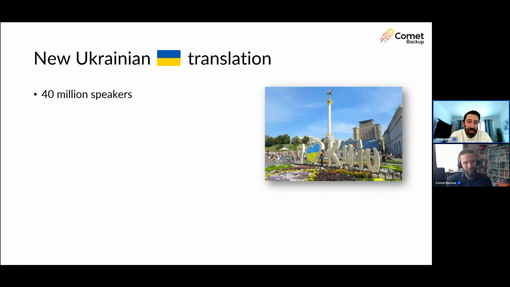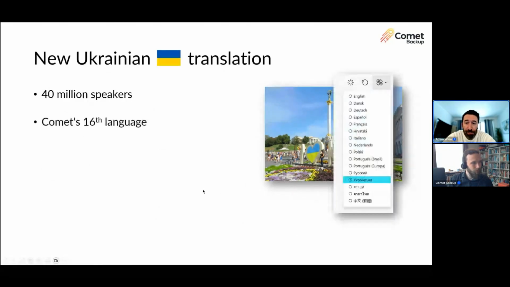A little information on the Ukrainian language. As you can see, 40 million speakers, mostly spoken in Ukraine, with a large diaspora and growing due to current unfortunate events. It's a beautiful language spoken all over the world. It's actually an official language in parts of Brazil. It uses a Cyrillic alphabet, Comet's second translation using this alphabet. This is the 16th language that Comet has been translated into.